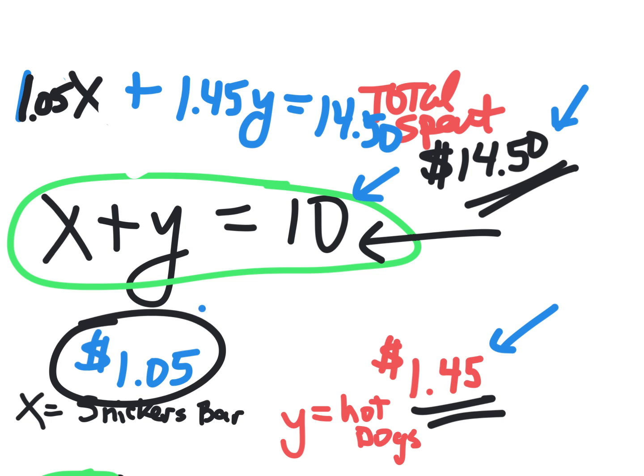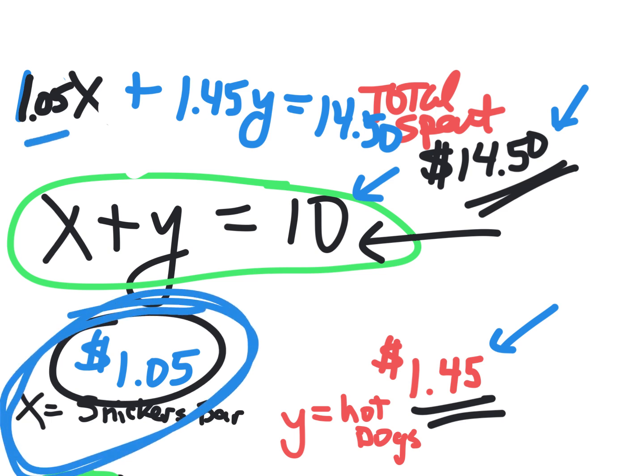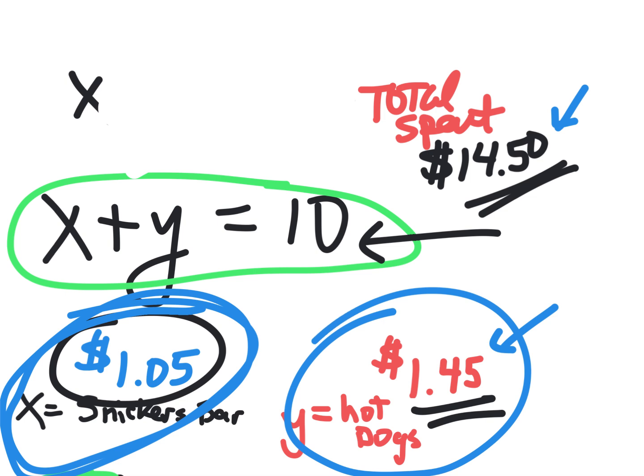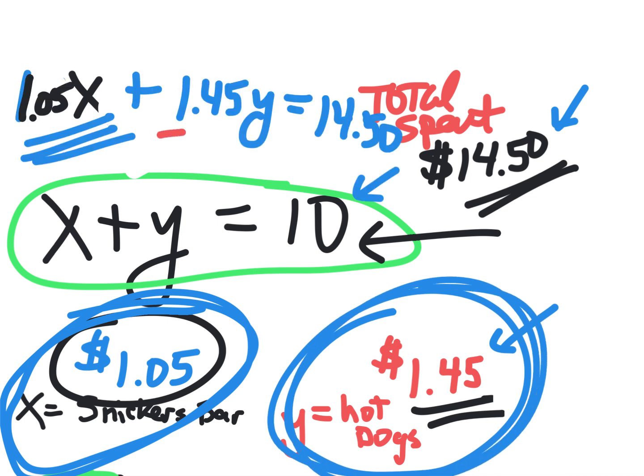So do you get that this price went with the X? So there it is, 1.05X. This price went with the hot dogs, and that's right here. 1.45 was the Y's. And it totaled up to $14.50.